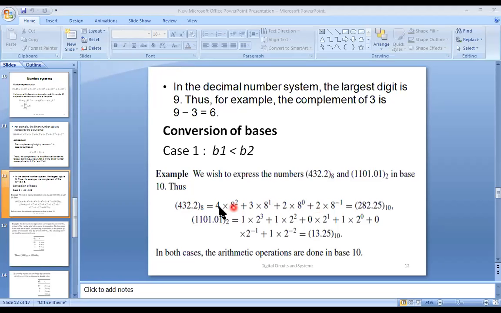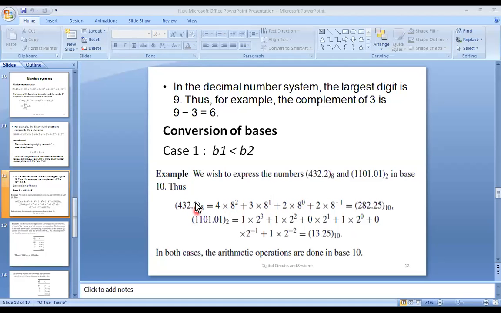Now, how do we convert this fractional part? If you move towards the left, we get the weights: 8 power 0 for the first digit, 8 power 1 for the second digit, and for the third digit the weight is 8 squared, which is 64. The weight associated with the second digit is 8, and with the first digit is 1. 8 power 0 is nothing but 1.